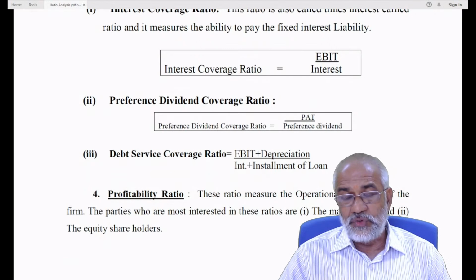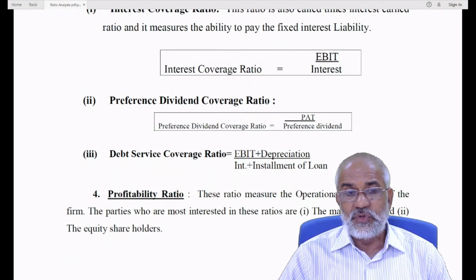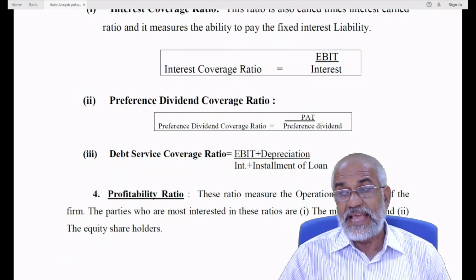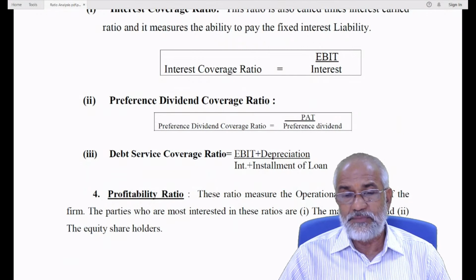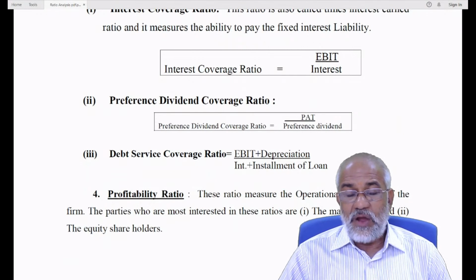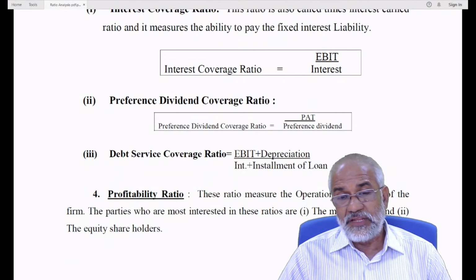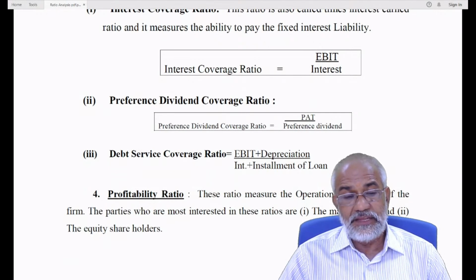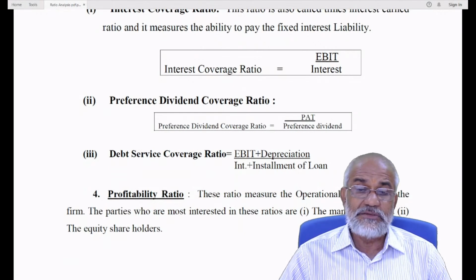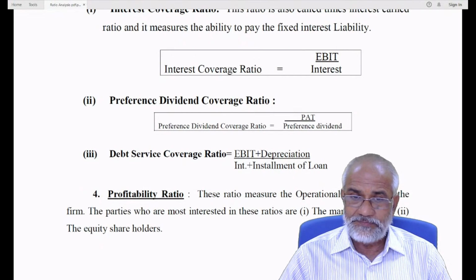So although it is treated as an expense, it doesn't result in any outflow of cash. So for the debt service coverage ratio, we need to calculate the net cash accrual of the organization during a particular period. How to calculate it? We add the depreciation, which is a non-cash expense, to the EBIT, earning before interest and tax. That is the net cash accrual, and that has to be divided by the interest and installment of the loan payable during a particular year.